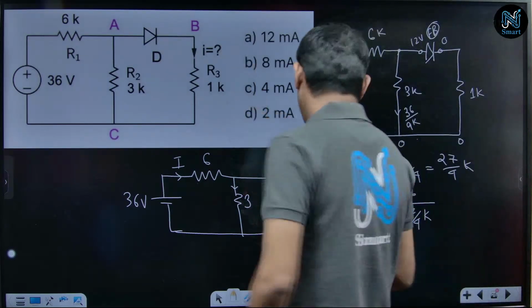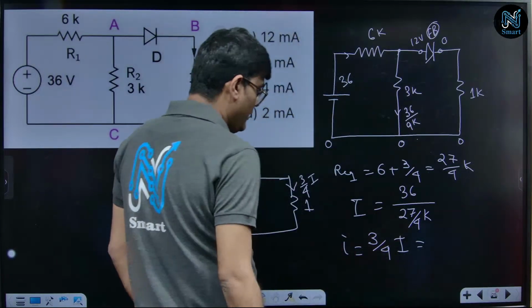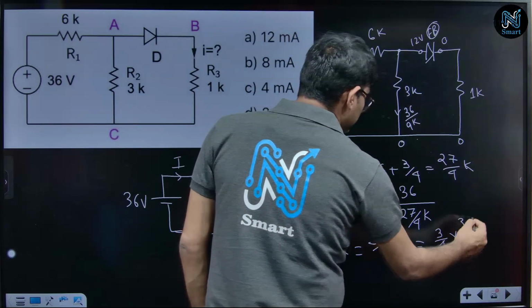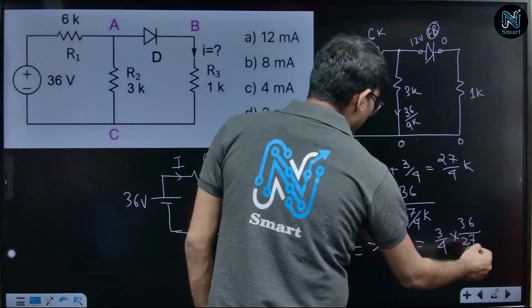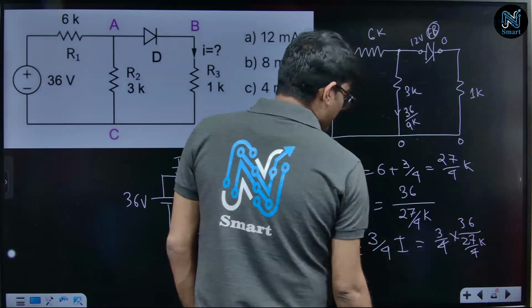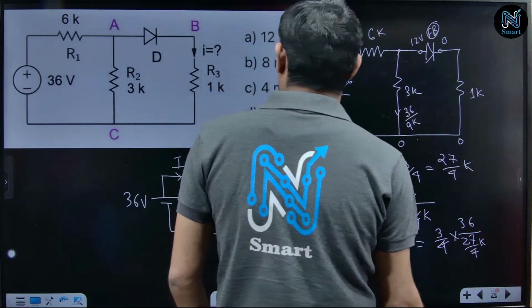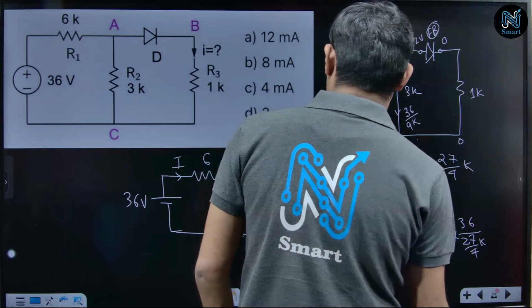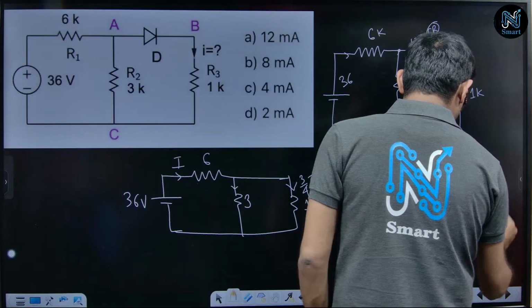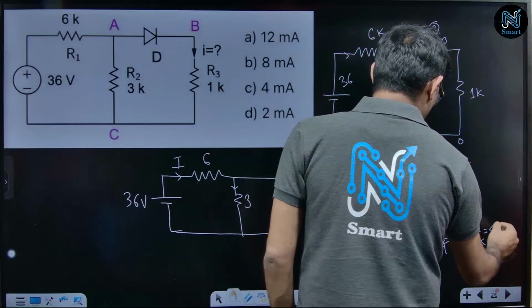So what is the current i? Then current i is equal to 3/4 of capital I. If you see, it is 3/4 of 36 by 27 by 4 kilo ohm, right? So I think 4 gets cancelled out, 9 and 36. So my answer for this question is equal to 4 milliampere.